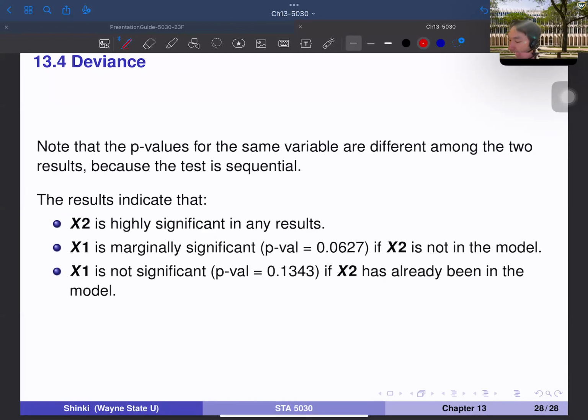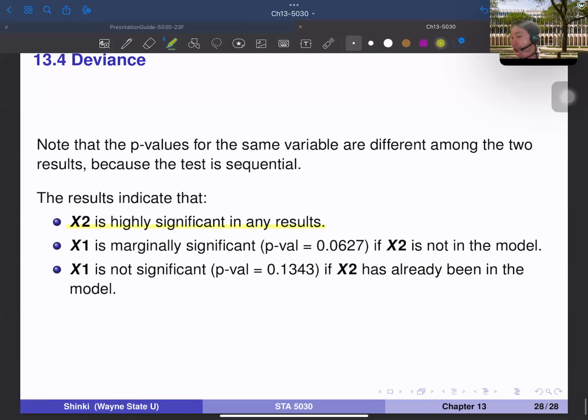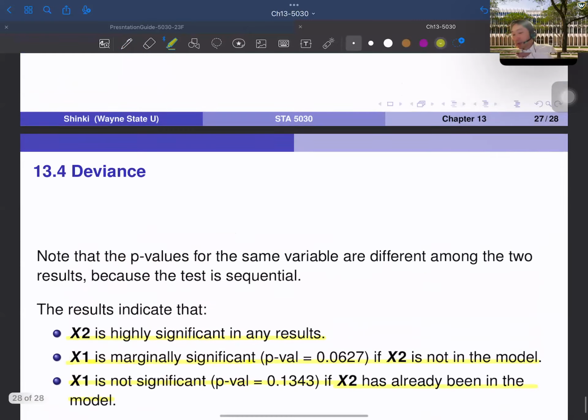So the test is sequential. If we change X1 and X2, the result may change. So the implication is X2 is highly significant in any case, and X1 is marginally significant only if X1 is introduced first. So if X2 is not in the model, X1 is significant. But if X2 is already in the model, X1 is not significant. So that is the interpretation of the results. Okay, so that's chapter 12.